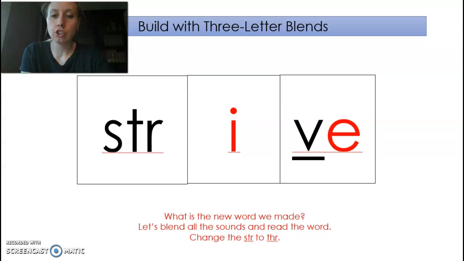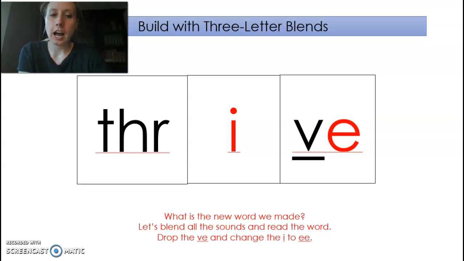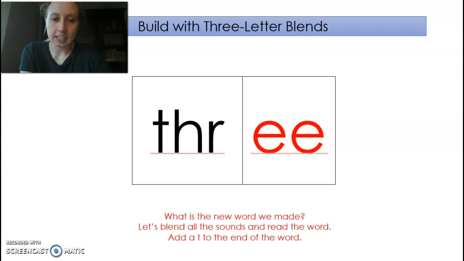Change the stir to thir. Thrive. Drop the v. So get rid of this. And change the I to E. 3, 2, 1, three. Add a T.